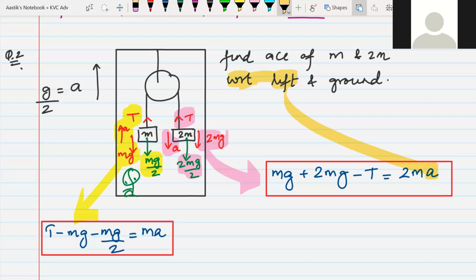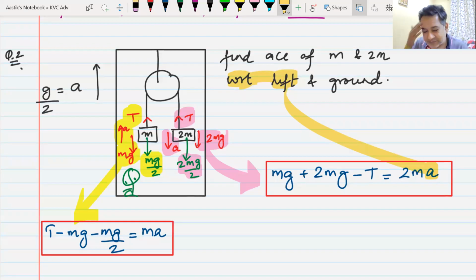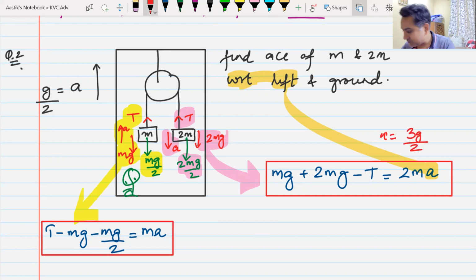Sir, acceleration is 3mg by 2m. So you are getting 3mg by 2m. You can cancel m, no? So the acceleration you are getting is 3g by 2. Yes or no? Okay, 3g by 2.